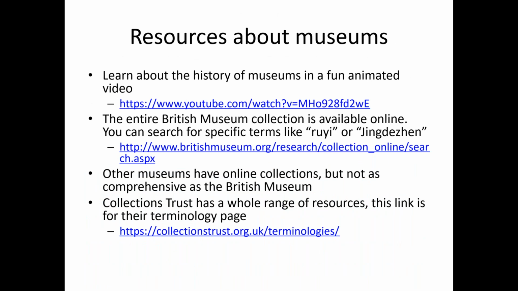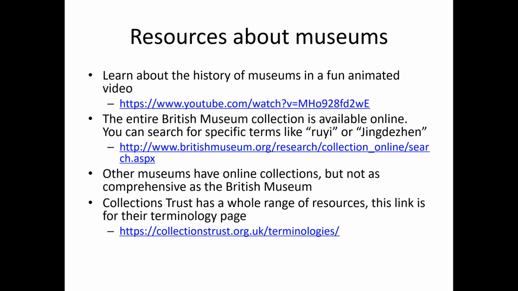If you're interested in learning more about museums, I have some resources for you. You can learn about the history of museums in a fun animated video. That might be more fun than reading a textbook. And probably my biggest recommendation is to search the British Museum collection, which is available online. You can search for specific terms like ruyi, which is a certain ceramic painting style, or jingdezhen, which is also a ceramic style. Those are related to me, but I'm sure if you have other cultural things that you need to look up, British Museum is likely going to have some objects and some descriptions that can help you check if you're saying things the right way.